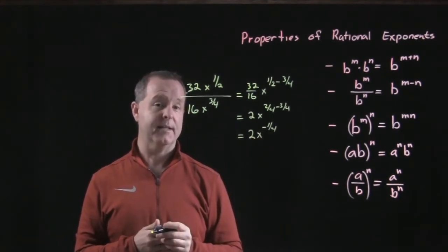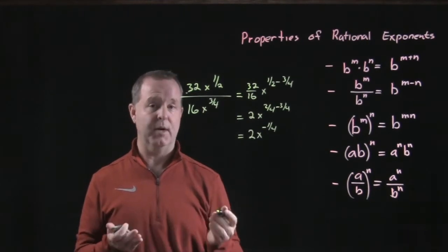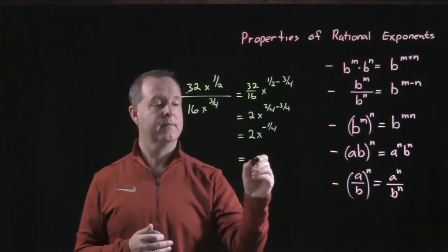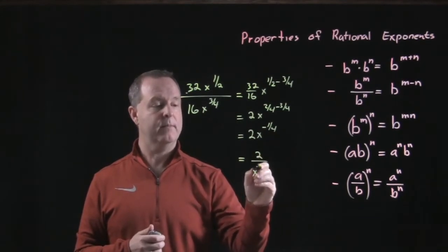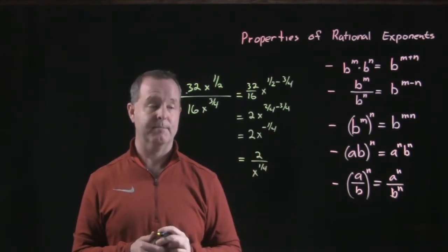And then it's customary to simplify all your solutions so there's no negative exponent. So how do we rewrite that as an expression with a positive exponent? 2 doesn't change. The x will go down to the bottom, and I'll rewrite it as a positive exponent.